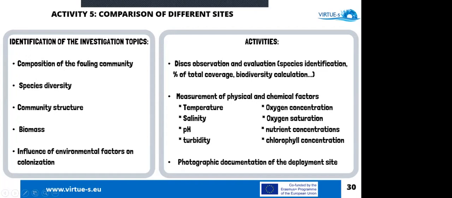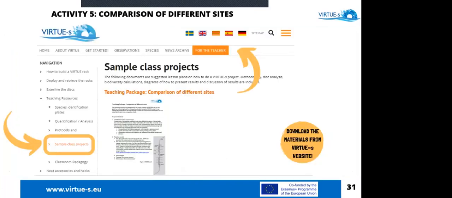Also, as we suggested before, within the Virtuous community, members can exchange pictures of the discs, so students can investigate the biodiversity in different geographical areas. You can download the teaching package comparison of different sites, again, in the same section of the website for the teacher. In the menu, you will find sample class projects, and here you can download materials.